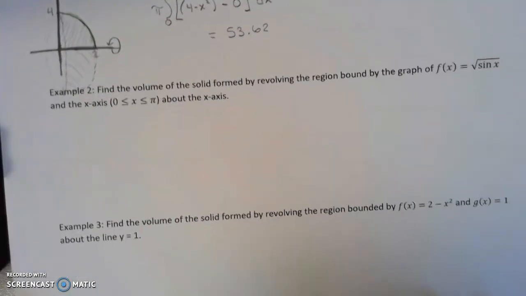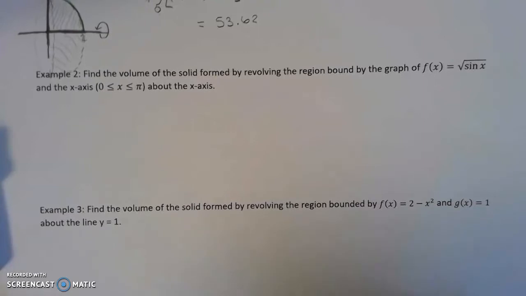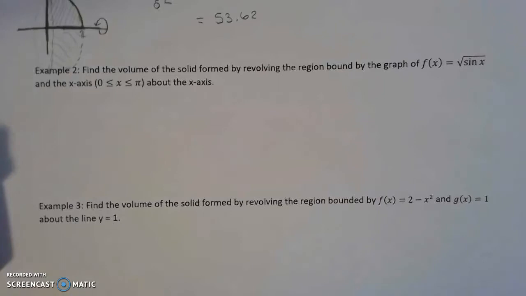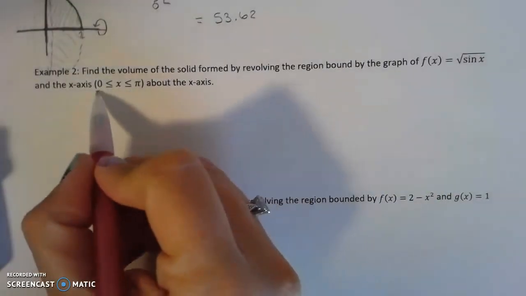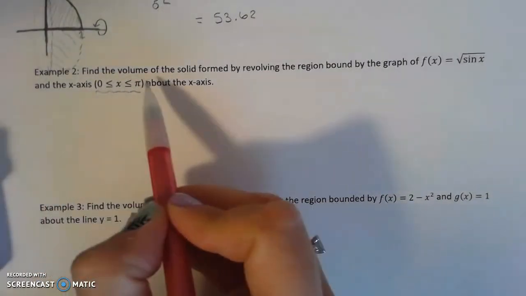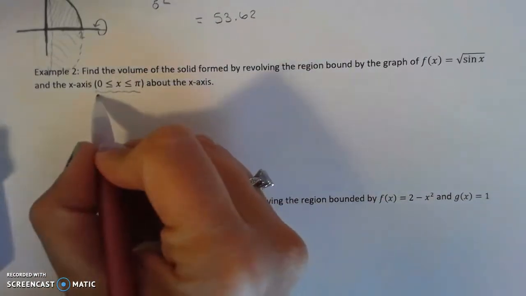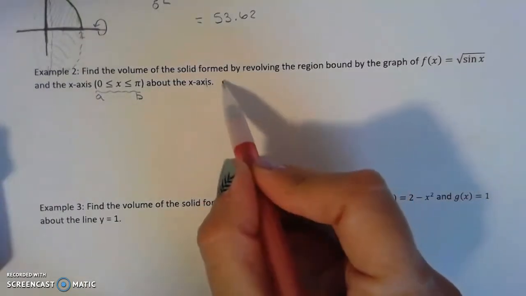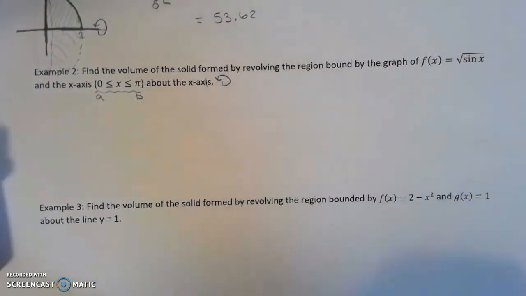Okay, so let's look at example number 2. Example number 2 says find the volume of the solid formed by revolving the region bounded by the graph f of x equals the square root of sine x and the axes, the x-axis from 0 to pi. So you'll notice here this is giving us our interval. That's going to be our lower limit and our upper limit because it's the x values. So it's going to end up being our a, and that's going to end up being our b. We're revolving around the x-axis, which means we're going to be doing this horizontal rotation like we were talking about doing.